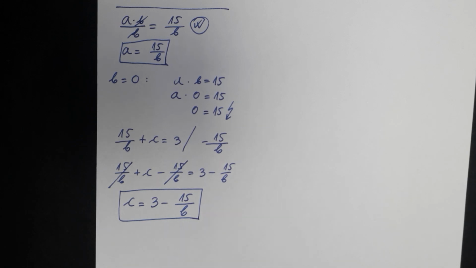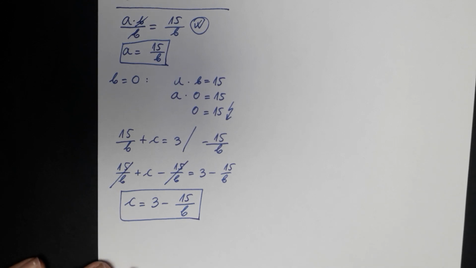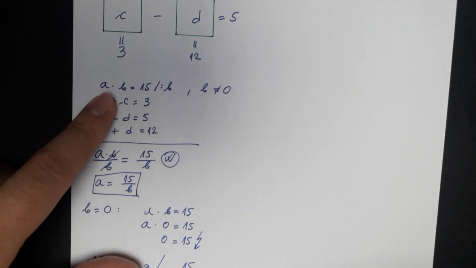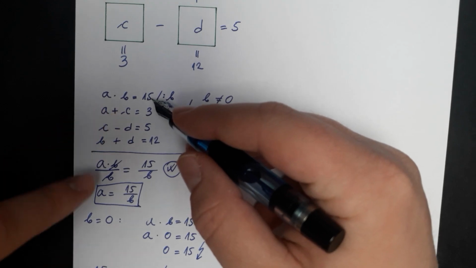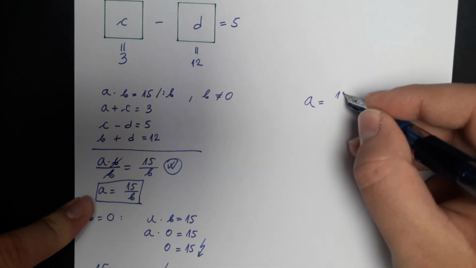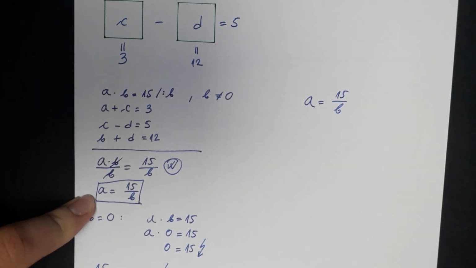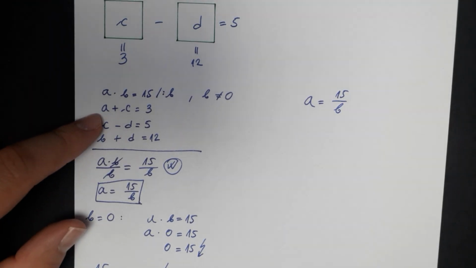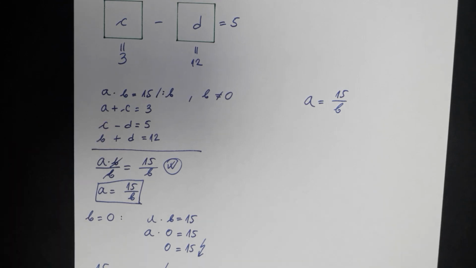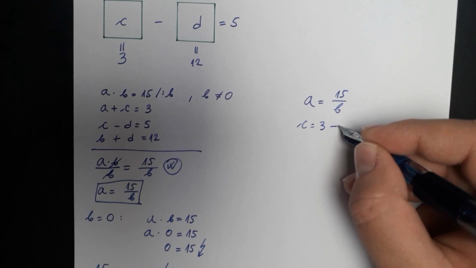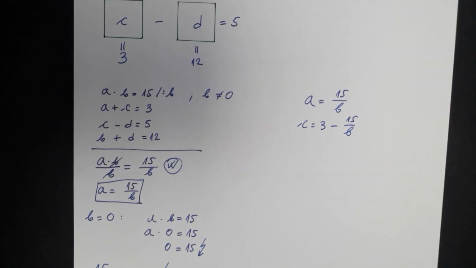So the first equation of our original system got transformed. From the equation A multiplied by B is equal to 15, we got to the equation A is equal to 15 over B. The second equation of our system got transformed, and it is now C is equal to 3 minus 15 over B. So now in this new system, the first equation is solved for A, and the second equation is solved for C.